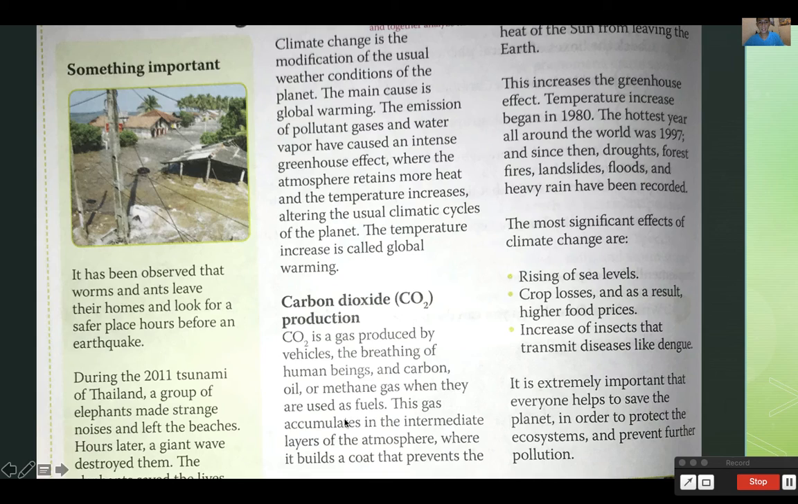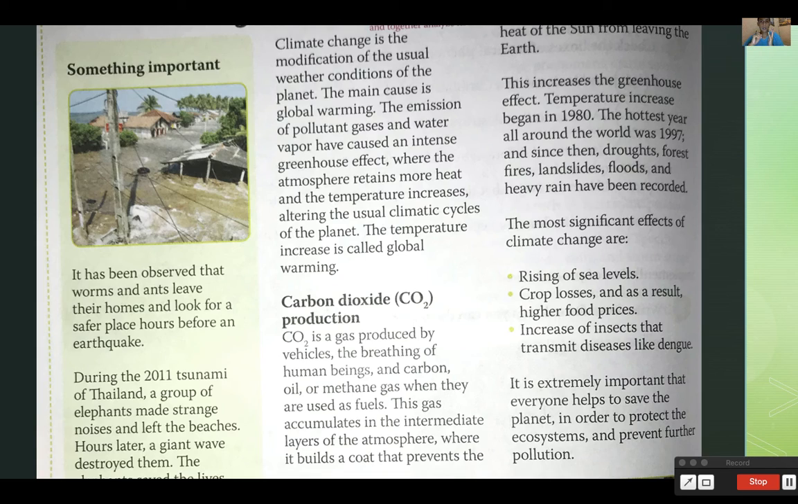This gas accumulates in the intermediate layers of the atmosphere, where it builds a coat that prevents the heat of the sun from leaving the earth. This increases the greenhouse effect. So all these changes, all these items, can change or modify the climate. That is too important for you to know.